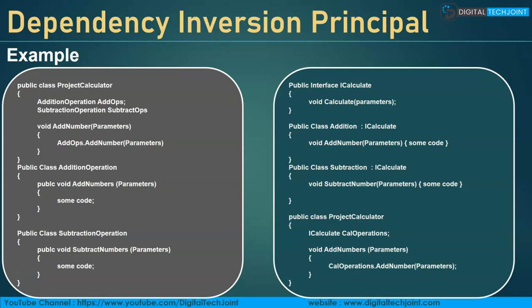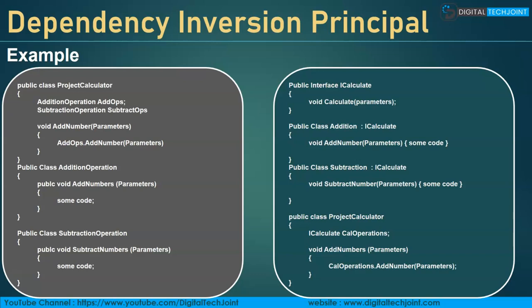Now in order to modify this, on your right hand side you see I have implemented the same structure keeping the dependency inversion principle. So now we have an interface called iCalculate, which does a calculation with some parameters. Then I have a class called addition, which implements iCalculate and performs addition. Similarly, I have a class called subtraction, which implements iCalculate and does a subtract number operation. In this case, both classes have a common method called calculate, and both implement the iCalculate interface.